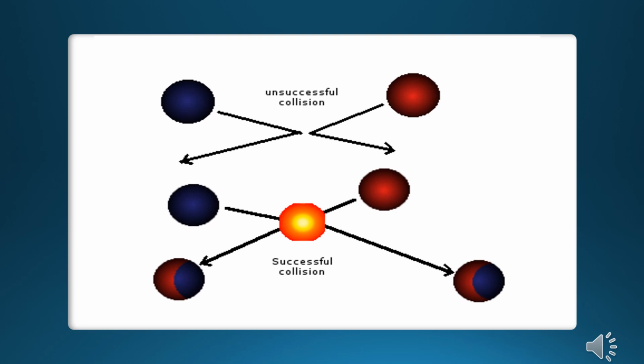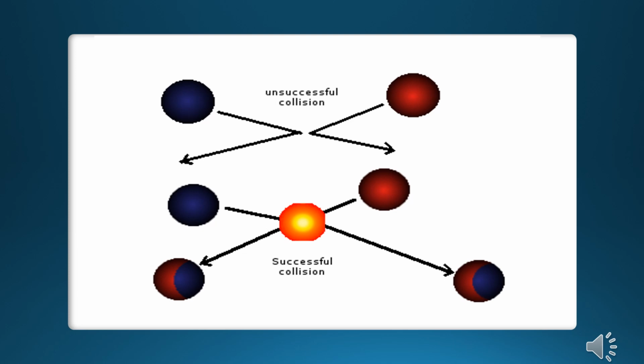Now, let us see the concept of successful and unsuccessful collisions, or effective and ineffective collisions, in this slide. The first picture shows the occurrence of an unsuccessful collision, meaning when the two reactant molecules come and collide, they simply collide and go away without reacting. So there is no product formation or chemical reaction occurring in this case. It's only a simple elastic collision that occurs between two reactant molecules.